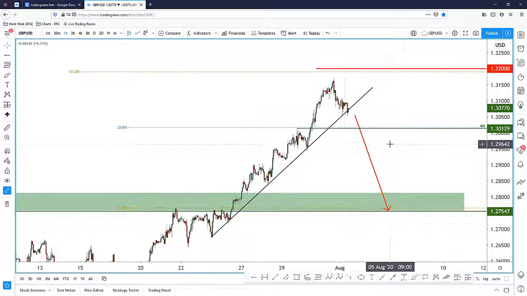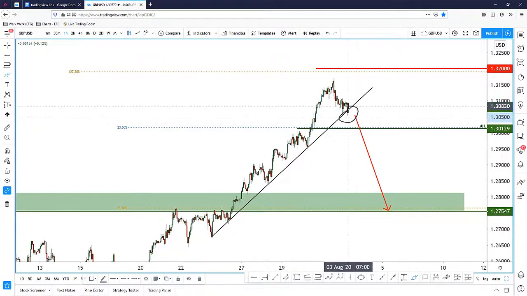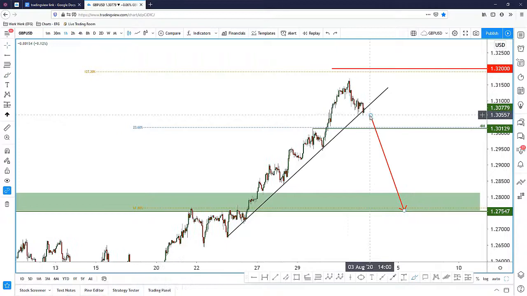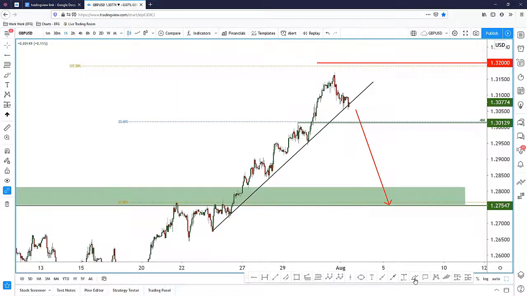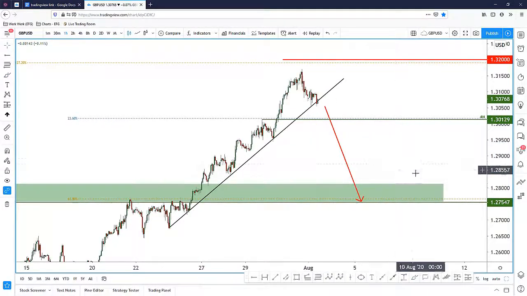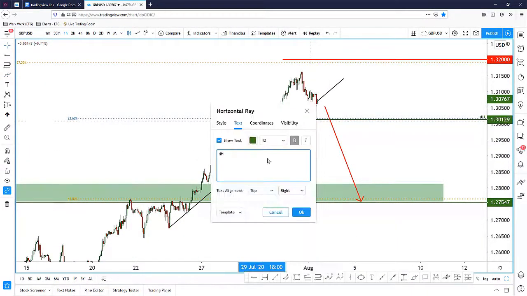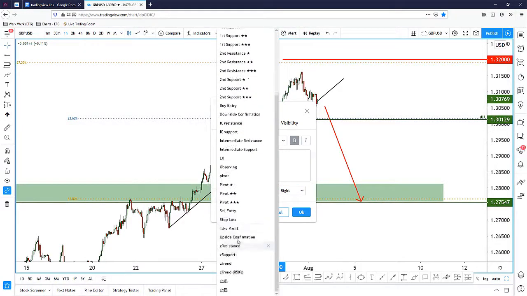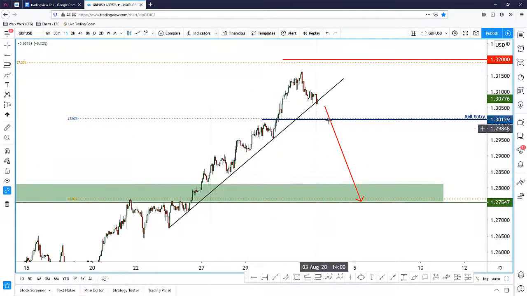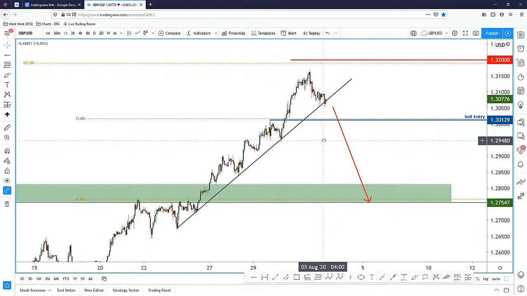So there are two ways of playing this. If you are a high risk trader, the moment there's a close below this trend line, right now it's right on the trend line, if there's a close below, what you can do is just immediately take the shot and play it all the way down. However, we want to be safe traders, so I would actually use this 23.6 as my sell entry. So why is this the sell entry?